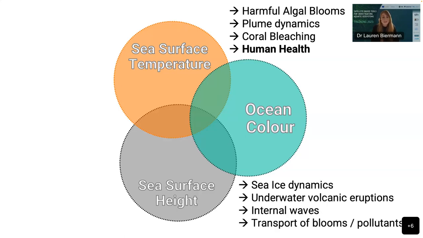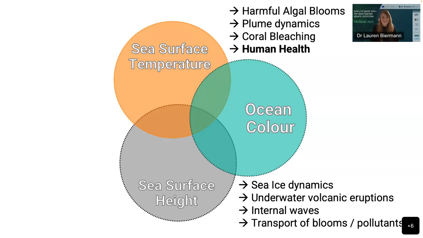Between ocean color and sea surface height, we start to understand things like sea ice dynamics. We're able to track and observe underwater volcanic eruptions and internal waves. And of course, something very important is an application for transport of things that are good, so phytoplankton blooms, and things that we should be worried about, like pollutants.